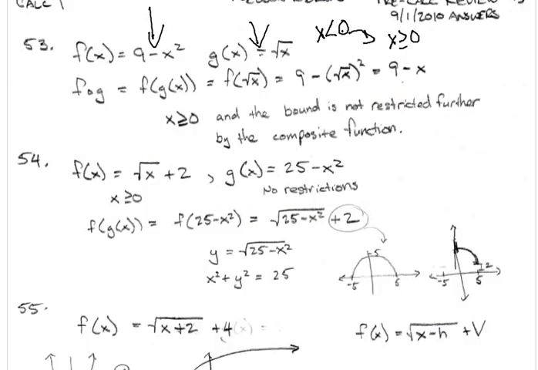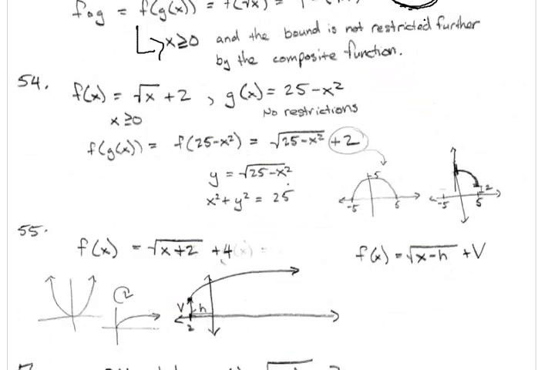Over here we don't have any restrictions. We're not dividing by 0 or taking the square root of a negative number. So the only restriction for f and g is that x has to be greater than or equal to 0. So when we find f of g of x, we again don't have any restrictions here. So our final restriction on our domain is that x has to be greater than or equal to 0. There we go. I also state here that the bound is not restricted further by the composite function, meaning that there aren't any restrictions on 9 minus x.